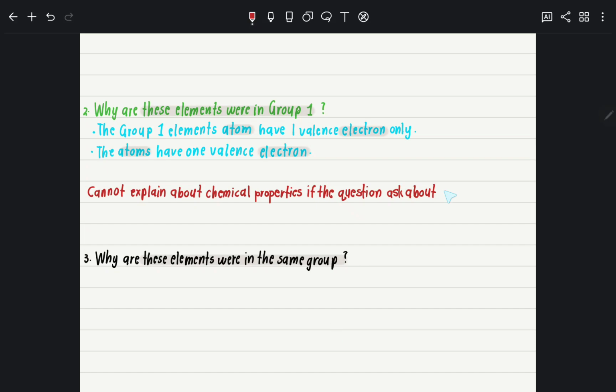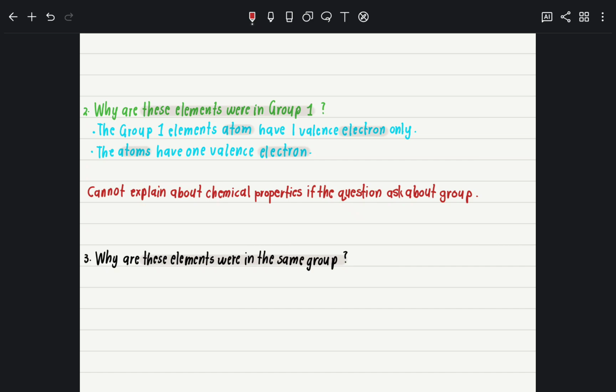If the question is about group, don't ever talk about chemical properties. If they ask you why these elements are in group 1, why these elements are in group 17, why these elements are in group 18, it is just because of the valence electron. Because whatever it is, elements were placed based on proton number. So if they ask why these elements are in group 1, why these elements are in group 2, it is because their valence electron is 1, so they are in group 1.